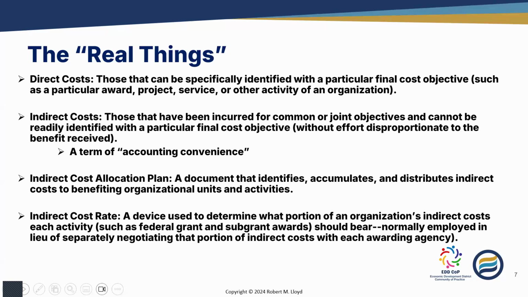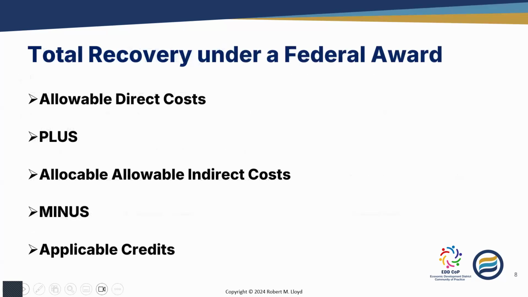Now, on slide number 8, we start into the federal policy documents that govern this particular subject matter. And the Office of Management and Budget has issued a policy document known as Uniform Administrative Requirements, Cost Principles, and Audit Requirements for Federal Awards. The short name for that is the Uniform Guidance.